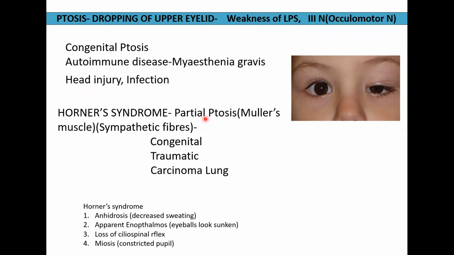Partial ptosis is another condition associated with the levator muscle, when only the Mueller's fibers, or the involuntary part of the levator, are involved. In this condition, the sympathetic fibers which supply the Mueller's muscle can be involved, and this is usually a part of Horner syndrome. The cause can be congenital, traumatic, or secondary to carcinoma of the lung. So this is the applied anatomy related to weakness of the levator muscle or injury to the oculomotor nerve.